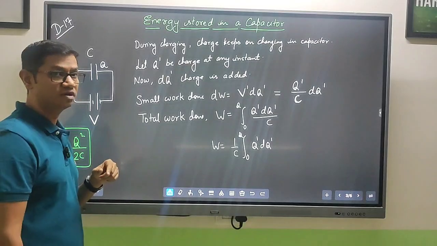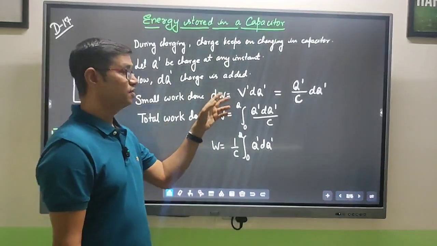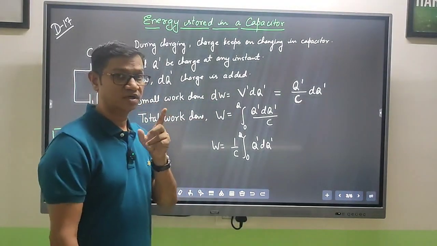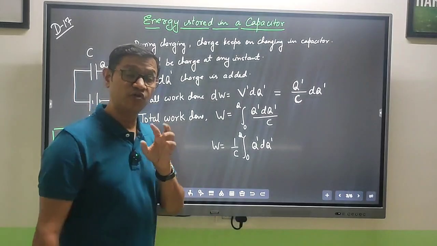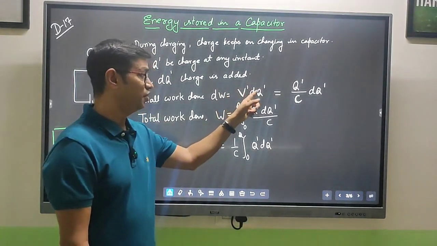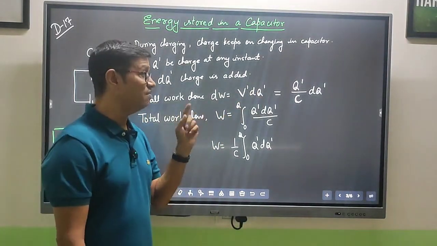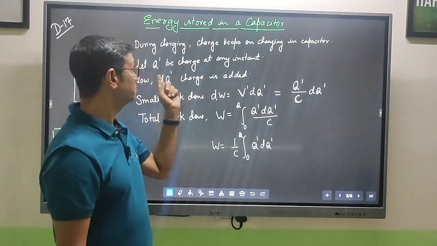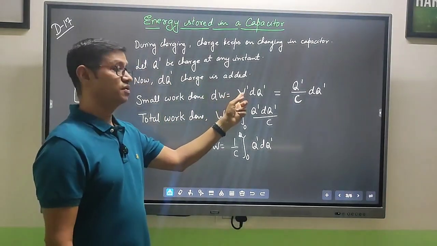So what will be the work done? The work done when you move a charge is Q into V. So what have you moved? You have moved dq dash. At that time, what is the potential across the capacitor plates? That will be V dash.